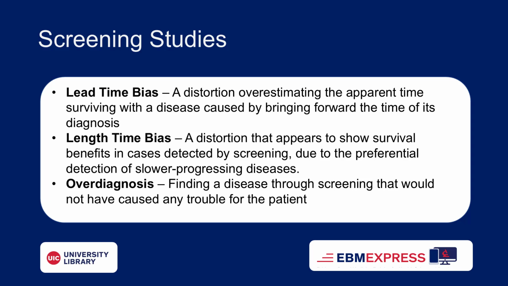Length time bias is the preferential selection of people whose disease progresses slowly even without intervention. Thus, comparisons of survival time between screen-detected and symptomatically detected individuals are biased toward the screen-detected group. Overdiagnosis refers to the detection of a disease through screening that would not have caused any issues for the patient if it had not been detected.